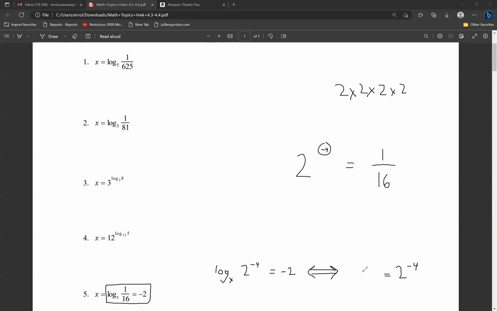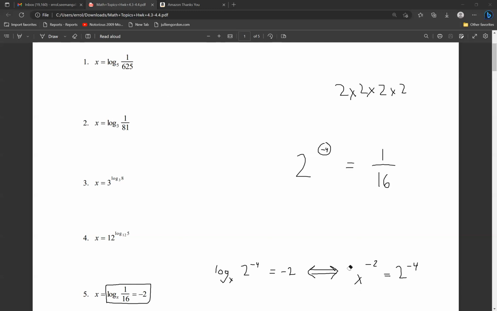X. 1 over 16, which is your 1 over 16 right here. So what goes on this side of the equal sign? X will be the base, which will be x raised to the negative 2. So can we write that?